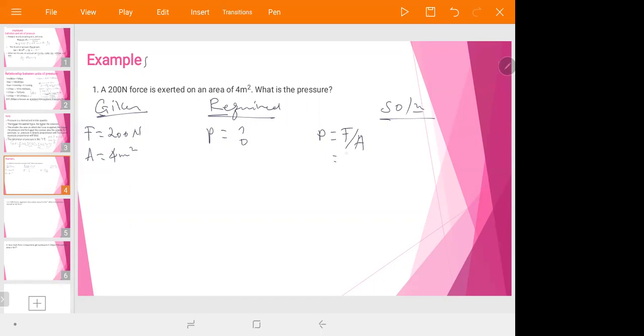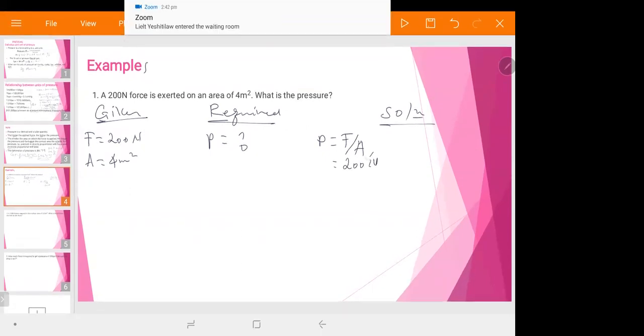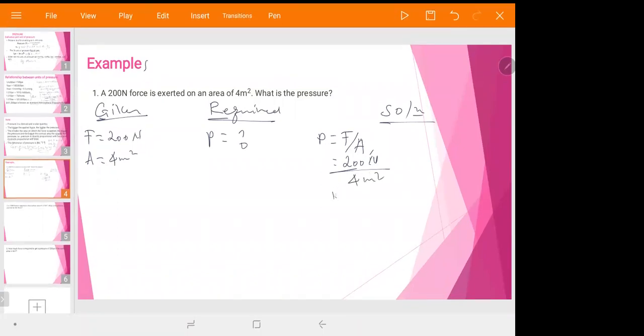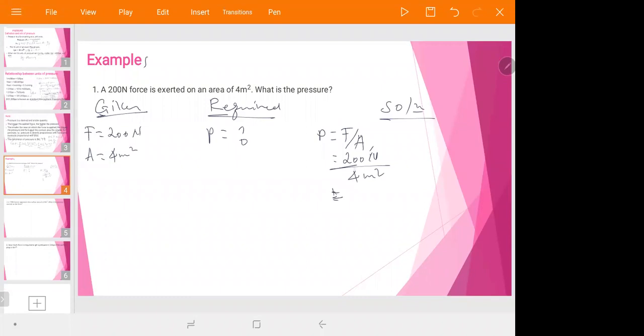Force is 200 Newton divided by 4 meter square, which is 50 Newton per meter square. But Newton per meter square is equal to Pascal. So 50 Pascal. The pressure exerted on the body on this area is 50 Pascal. Clear?